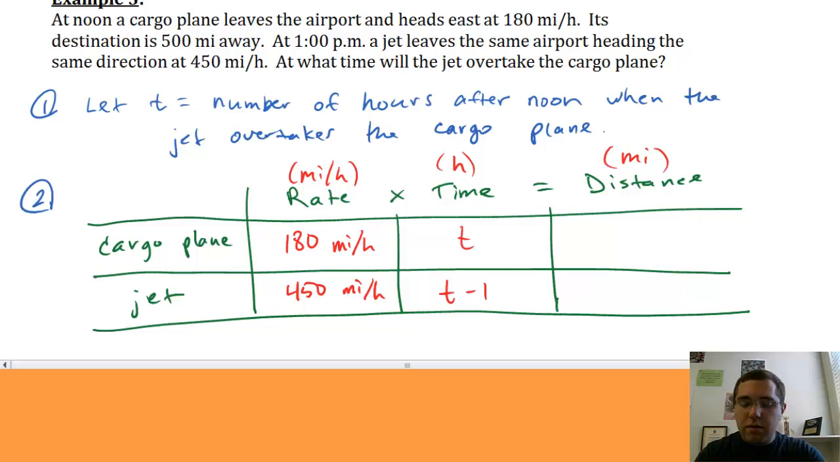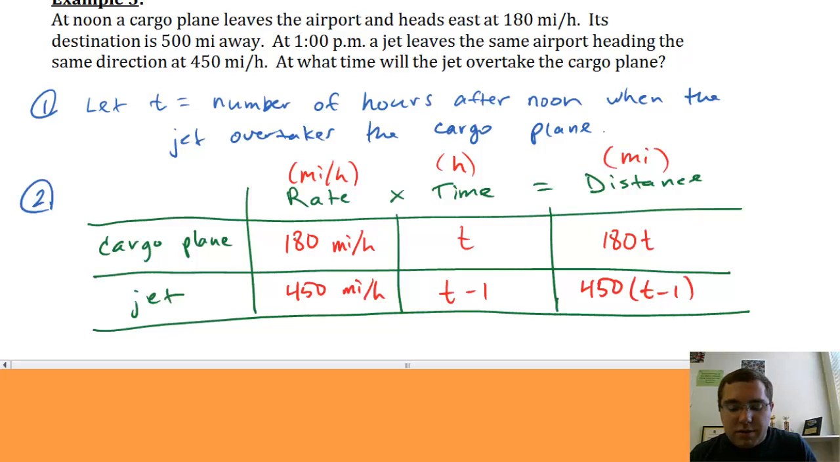Okay, if distance equals rate times time, then the distance the cargo plane is traveling once they meet is exactly 180 t. And the jet is 450 times t minus 1. That's its distance. Okay, so I've got the whole table filled in.